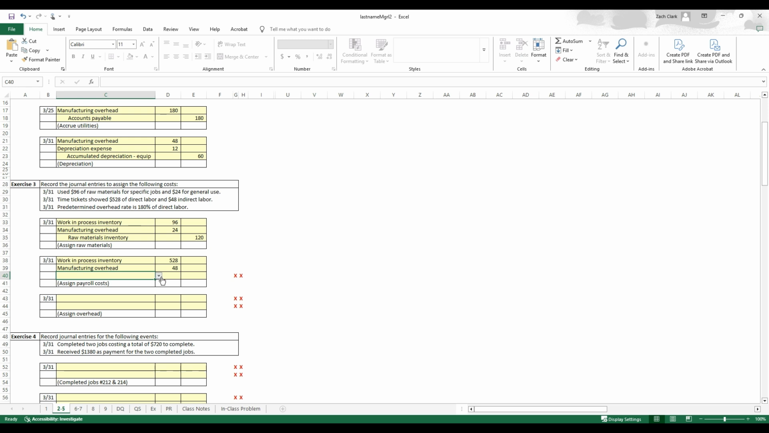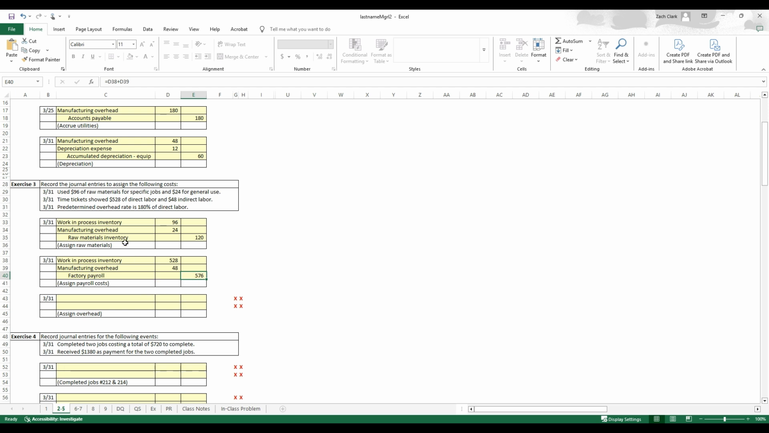And then factory payroll, we will credit for 192. Wait, sorry, not 192. Looking at something else there. Okay, of 576. Just the summation of those two, again, basically.